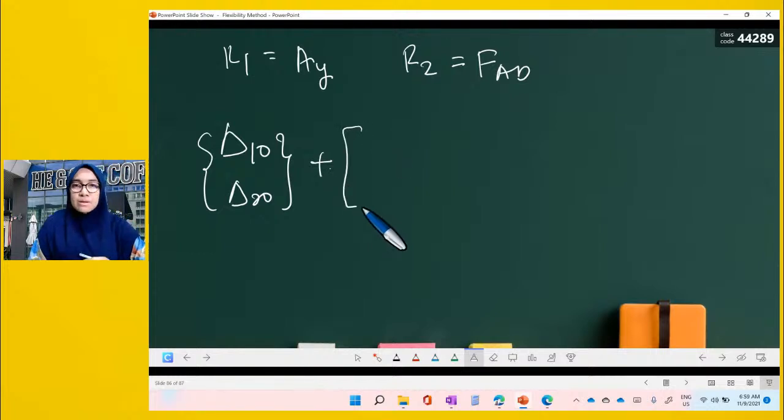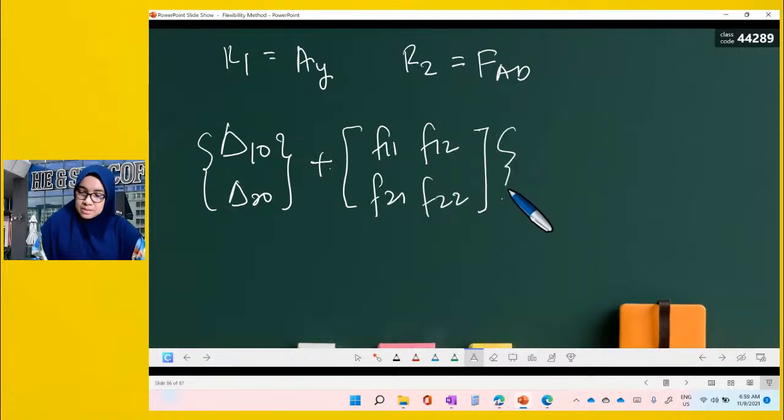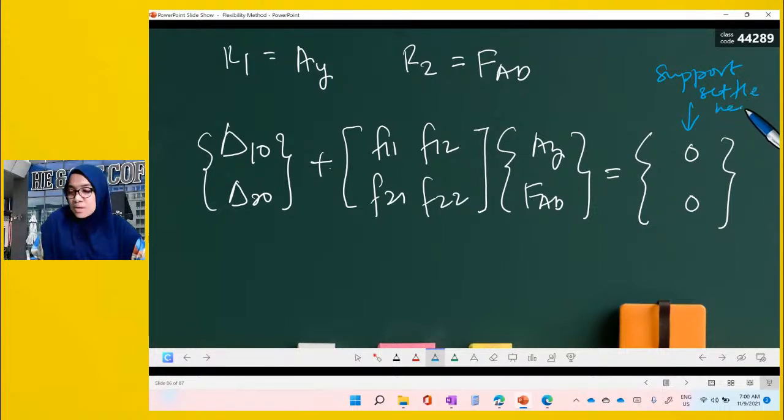Plus F11, F12, F21, F22 times AY and FAD, equal to 0, 0. Unless there is support settlement; if support settlement is given, then the value is no longer 0. Now we don't need to consider support settlement, so the value is equal to 0. So by looking at this, we have 6 displacements.